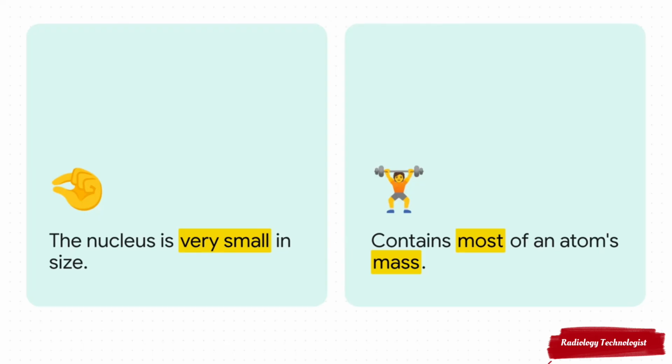Now, there's an extreme contrast at play here that's pretty fascinating. The nucleus is very, very small compared to the overall size of the atom, but it contains almost all of the atom's mass. To put that into perspective, if an atom were the size of a giant football stadium, the nucleus would be about the size of a single pea sitting right on the 50-yard line. Crazy, right? But despite being so tiny, the heavy lifting is all done right there in the center, because those orbiting electrons weigh practically nothing.